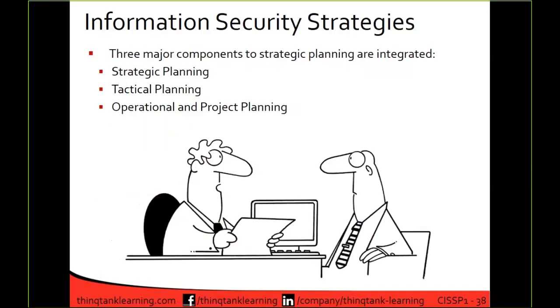Three major components to strategic planning are integrated: strategic planning, tactical planning, operations, and project planning. Okay, read the bullet points, now what do they mean? What is the difference? Well, we're going to see this over the next few slides, but in general, what is the difference between strategic planning and tactical planning?